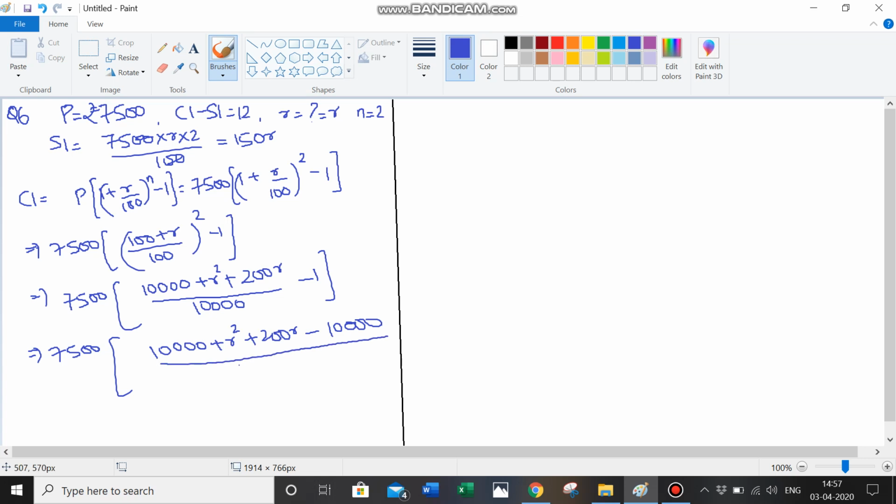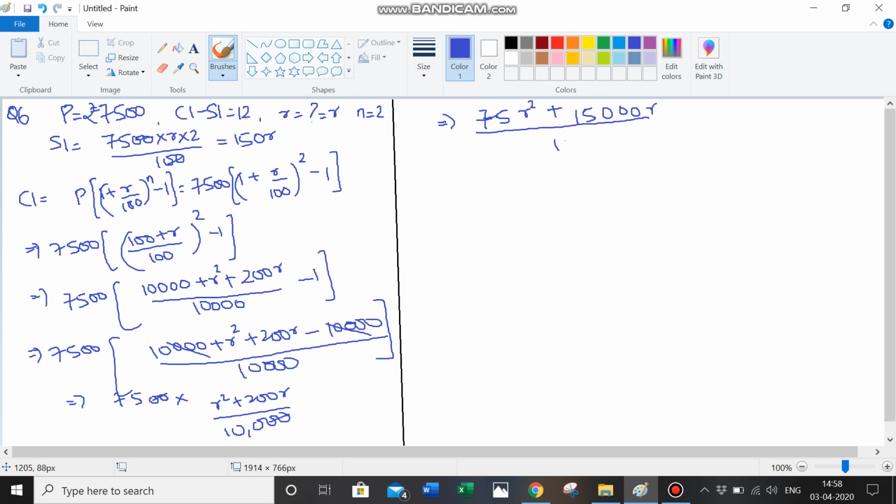upon 10,000. 10,000 and 10,000 get cancelled. So what I'm left with is 7,500 multiplied with R square plus 200R upon 10,000. Perfect. So let's cancel these two zeros and these two zeros. And now what I'm left with is 75 R square plus 75 into 2, 150, with two zeros R upon 100.